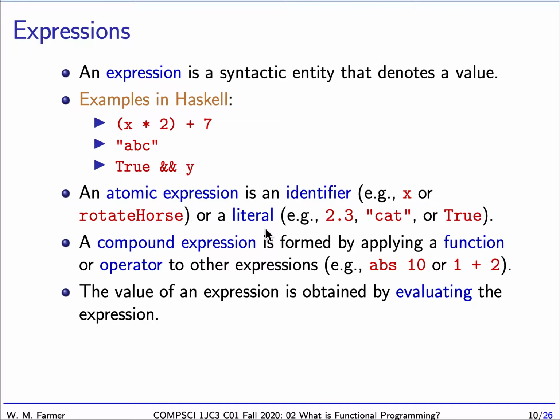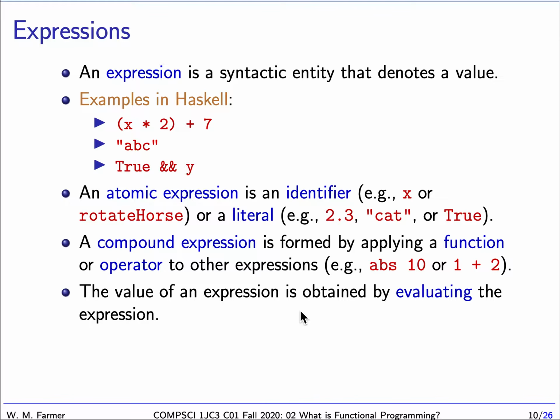And another kind of atomic expression are literals. So literals are called literals because the form of the atomic expression shows you the value. So here we have a literal, which is a 2, a period, and a 3. Its value is 2.3. Here we have a literal, which is double quote, CAT, double quote. Its literal value, it literally shows that its value is the string CAT. And finally, this literal, true, it literally tells you that its value is true.